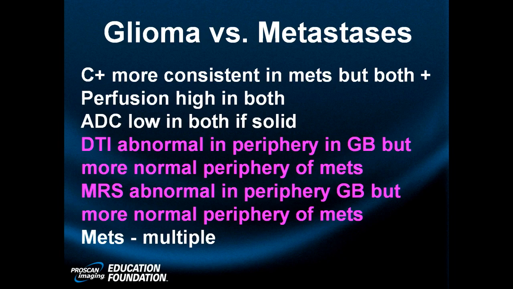What about spectroscopy? Spectroscopy is usually more abnormal away from the necrosis at the periphery of the GBM. So if you're going to take a pixel or a voxel, you take it at the edge of the GBM. If you take it for a MET, you take it in the middle of the metastasis. And METs are more often multiple than GBM.